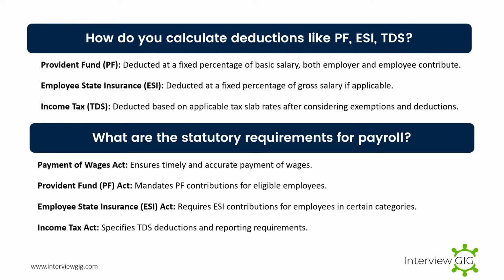How do you calculate deductions like PF, ESI, TDS? Provident fund, deducted at a fixed percentage of basic salary, both employer and employee contribute. Employee state insurance, deducted at a fixed percentage of gross salary if applicable. Income tax, deducted based on applicable tax slab rates after considering exemptions and deductions.